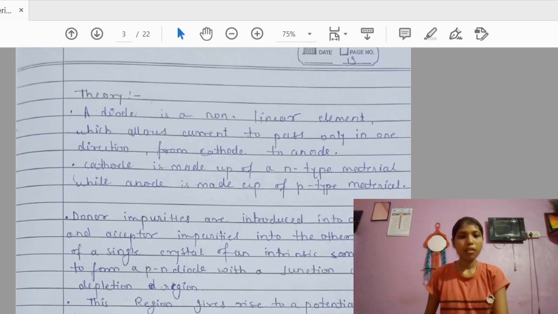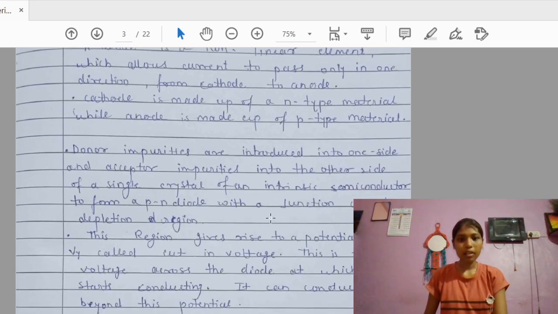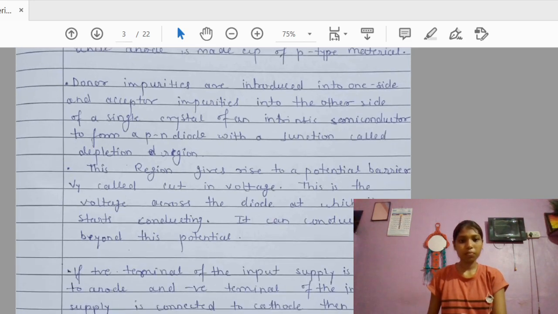What is a diode? A diode is a non-linear element which allows current to pass only in one direction, from cathode to anode. Cathode is made up of N-type material, while anode is made up of P-type material. We all know this. Donor impurities are introduced into one side and acceptor impurities into the other side of a single crystal of an intrinsic semiconductor to form a PN diode with a junction called the depletion region.